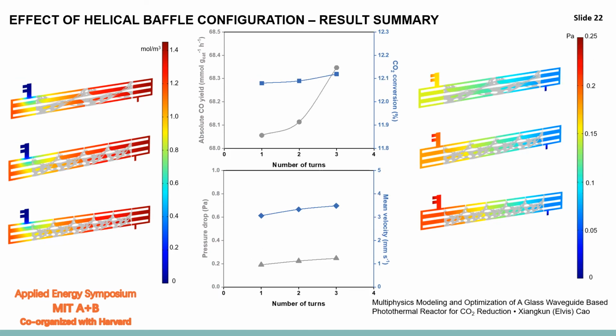This slide shows the effect of helical baffle configurations. As you can see, with the increase of number of turns, the productivity will have a slight increase, and these productivity levels are similar to those using the plate baffles. But if you compare the pressure drop, the helical baffles will have a slightly lower pressure drop compared with plate baffles. So the helical baffle will be a pretty interesting direction to pursue if you want to maximize the productivity and minimize the pressure drop.